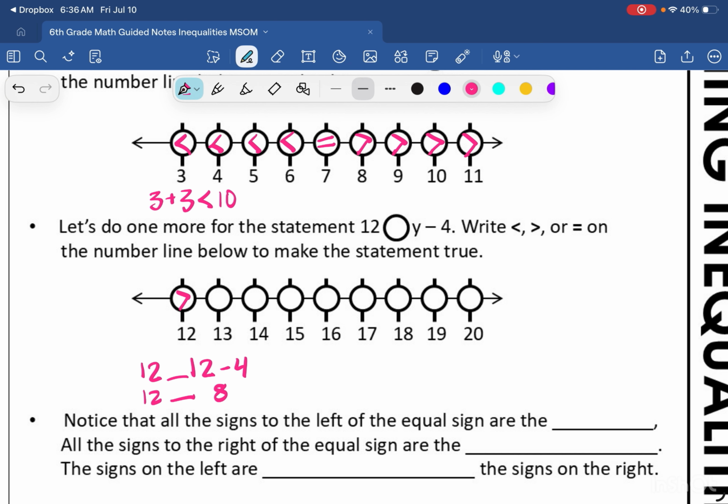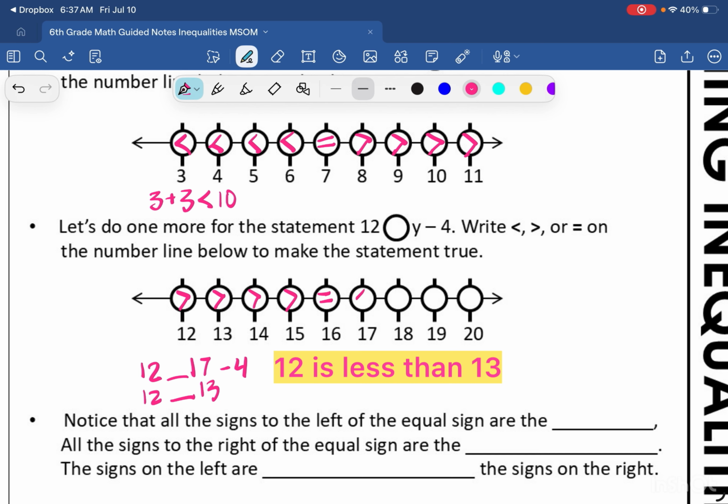What about if I put in 13? So we'll put 13 minus 4 is 9. 12 is greater than 9. Let's try 14. 14 minus 4 is 10. 12 is greater than 10. Let's go with 15. 15 minus 4 is 11. 12 is greater than 11. 16 minus 4 is 12. 12 equals 12. 17 minus 4 is 13.